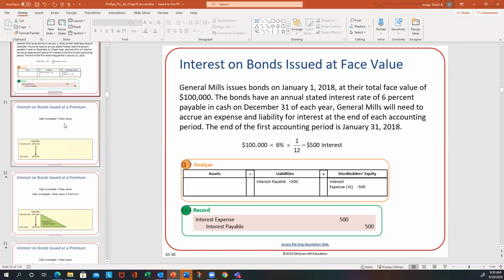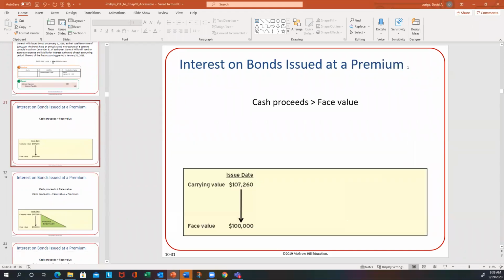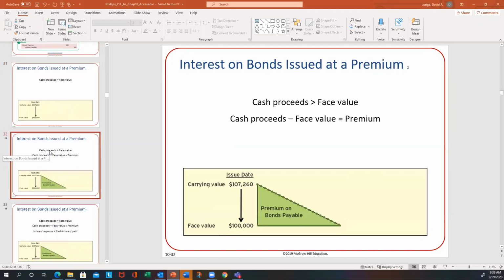Now, regarding the premium, the way this typically works is when you sold a bond at a premium, that means that you got more cash than the face amount. But remember, the interest that you're going to pay on any bond is always based on that face amount. So we have to deal with that premium. Your cash proceeds are actually more than the face amount on the bond, but you're only going to pay interest on that face amount.